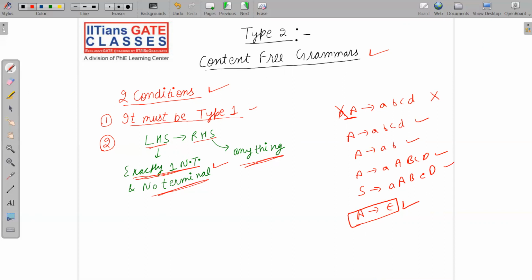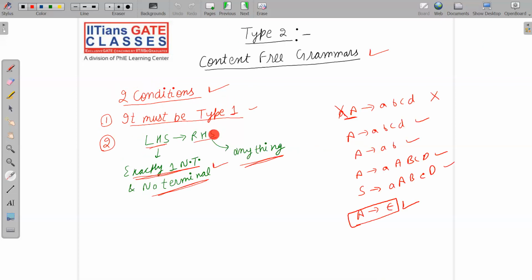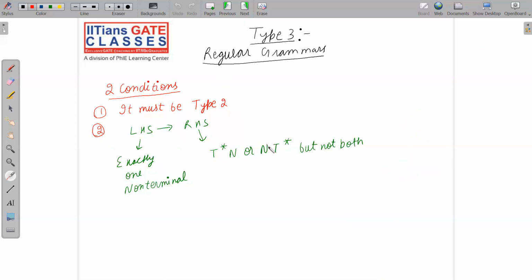Now the next is type 3 or regular grammar. Regular grammar is also very simple. Again two conditions: it must be in type 2, and the second is, LHS implies RHS. So the LHS has exactly one non-terminal, just like type 2. But in type 2 we do not have any restriction on the RHS. We can have anything in the RHS, but here we have a restriction. That means T star N or N T star, but not both. I will explain this in proper detail.